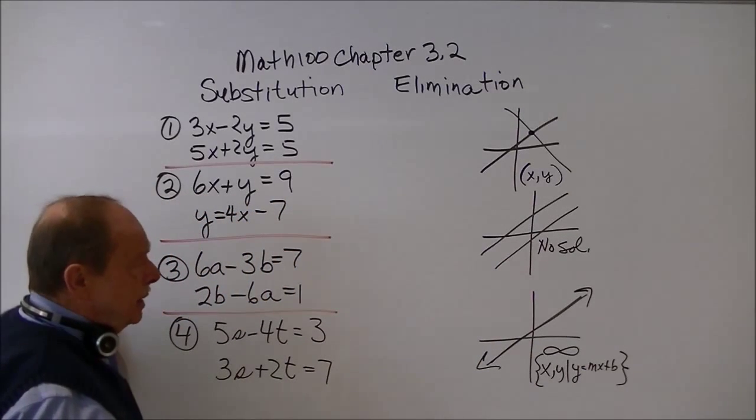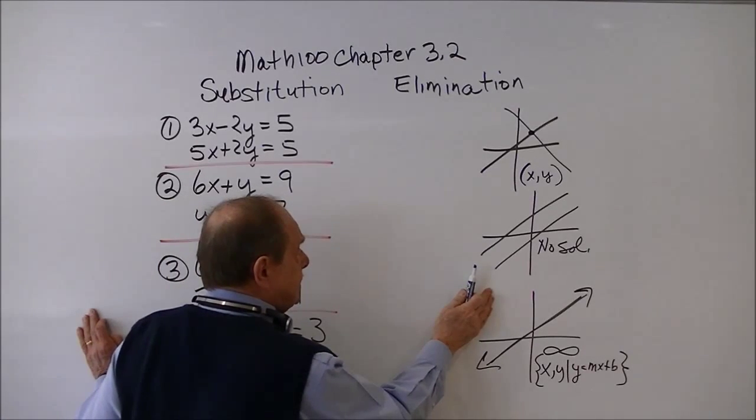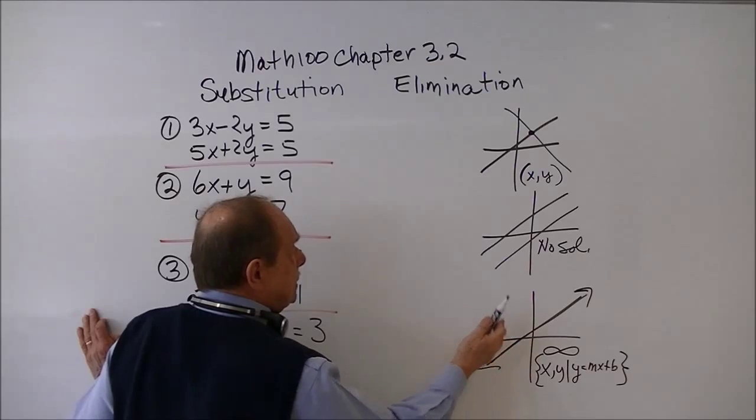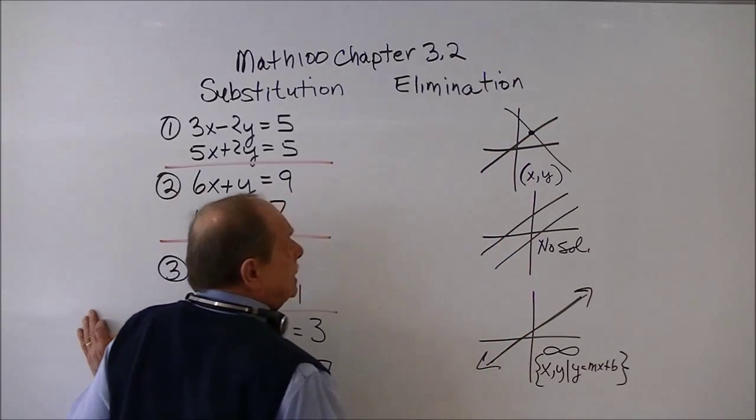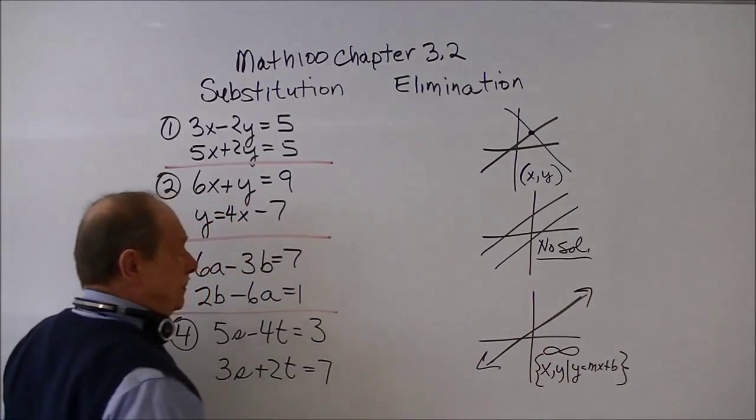Another time we might make a graph in which it looks like this. The lines are parallel, so there's never going to be an intersection. So we say for that there is no solution.